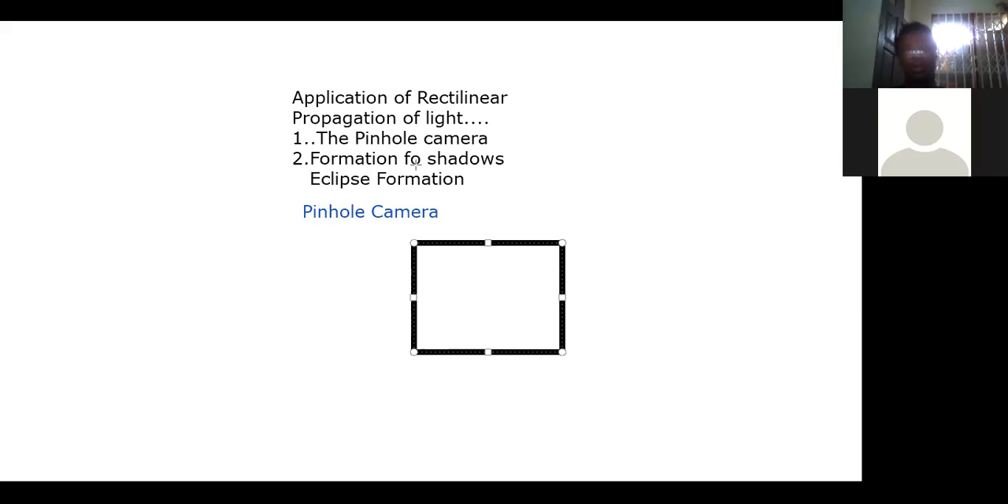So this is the hole. Now inside, this part has a screen, and a screen is where the images are formed. I hope you are getting me. So the screen is where the images are formed, and this hole is what we call the pinhole, and that is where the light passes.